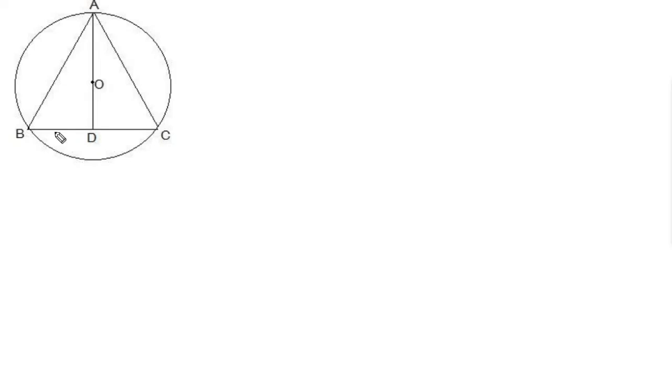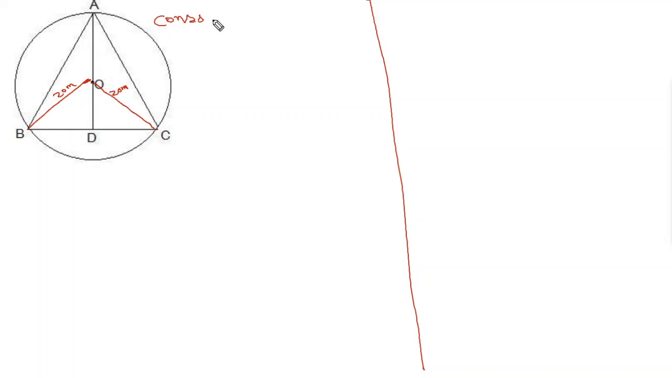So given is length of BO is 20 meter, length of CO is also 20 meter. We have to find the length of AB and AC. So let's move to the construction here. Join BO and CO. Now the solution.